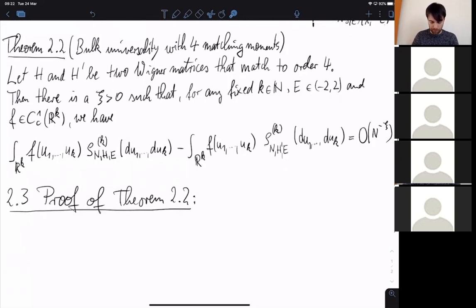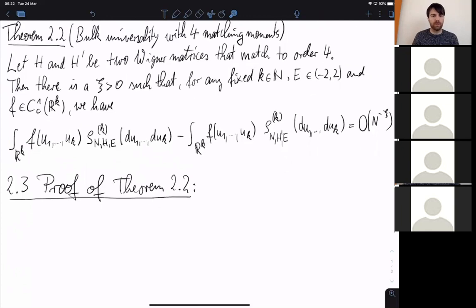And that was the basic philosophy. So we want to replace one by one the entries of h by entries of h prime, and then represent this difference in terms of a telescopic sum, and then control each summand of this sum by this moment matching condition, and make it very small by assuming that they match to a sufficiently high order.